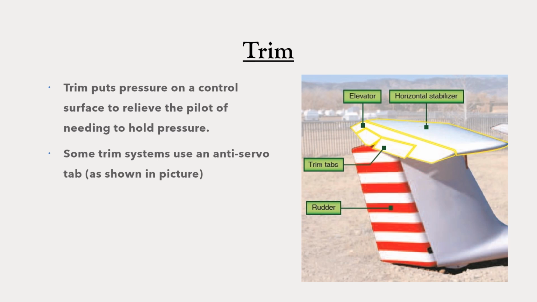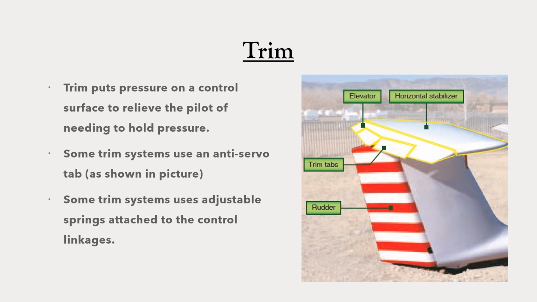The fact that those are opposite is why it's called an anti-servo tab. The other type of trim system that you'll encounter is a spring-based system where there's a spring which exerts some force on the control stick. And when you change the trim adjustment, you're basically changing the amount of force that that spring is exerting by changing the point that it's attached to.